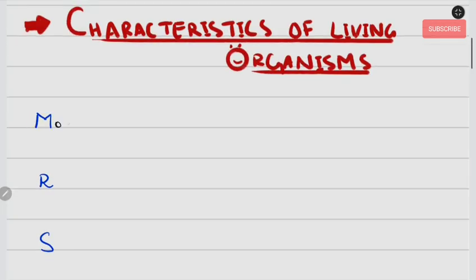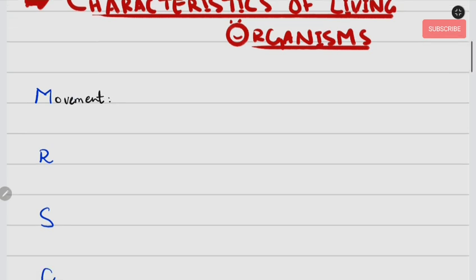Okay, so M stands for movement. Right. So as you know, organisms can move. They can move their body parts, or they can move entirely, which is also called locomotion, from one position to another position.